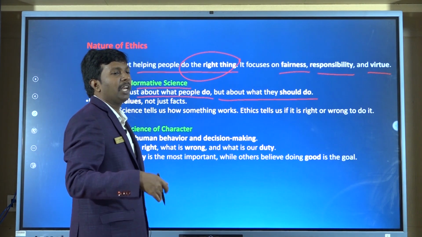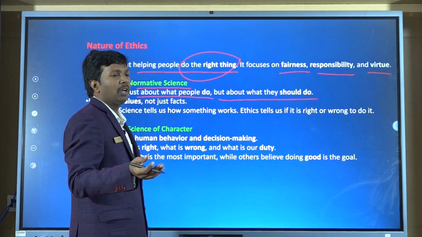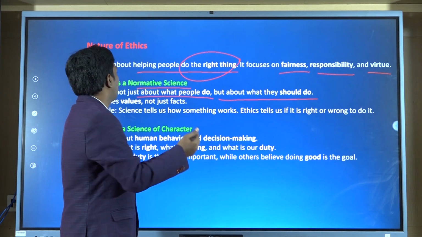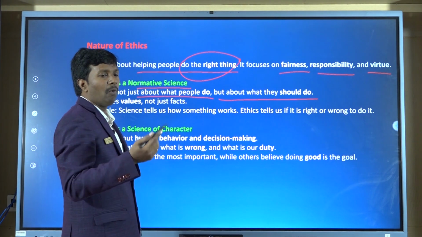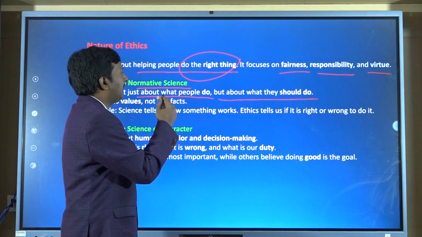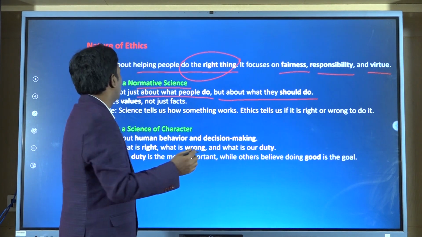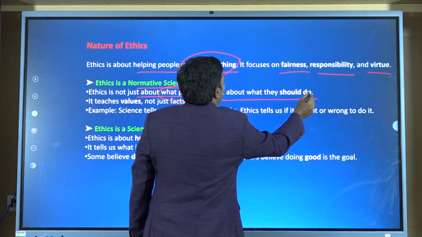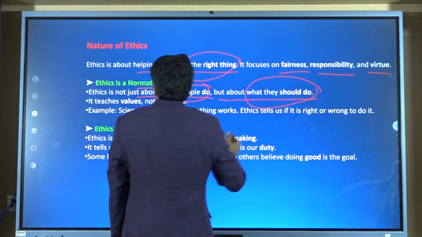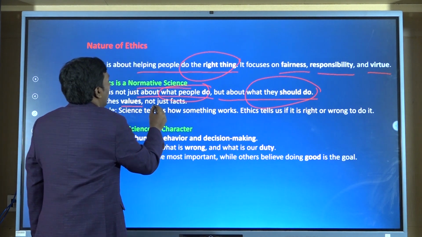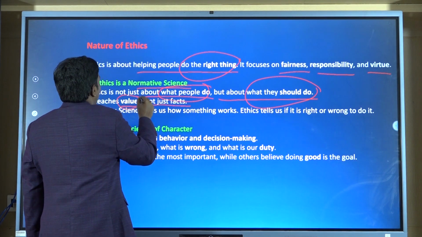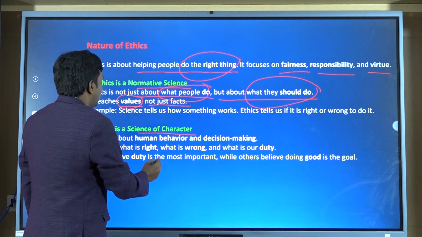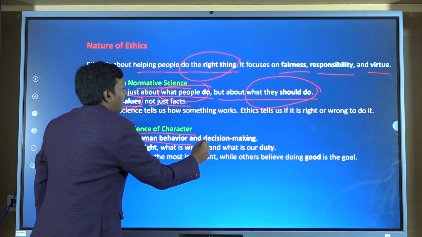So suppose whenever we do any work, when a situation comes, when a task comes, we will perform any task, right. So ethics will tell us what we have to do, and also what we should do. Not only about what people do, which bioethics tells about, but what they should do, and it teaches values, not just facts. So it teaches values. So the next one is that ethics is a science of character. So ethics is about human behavior and decision making.